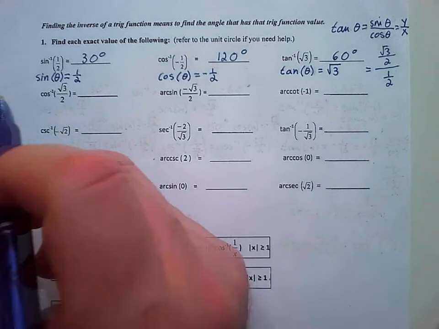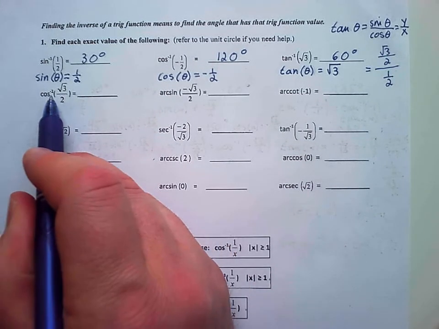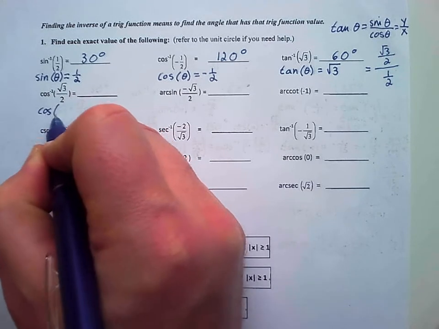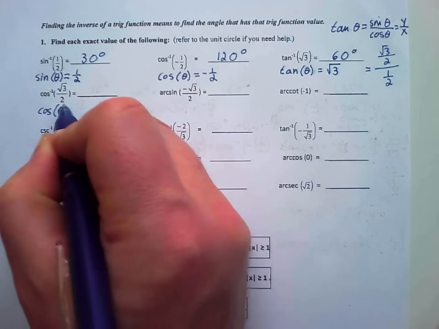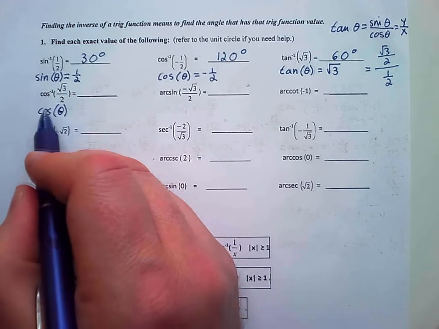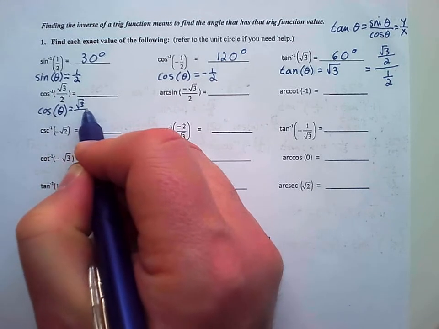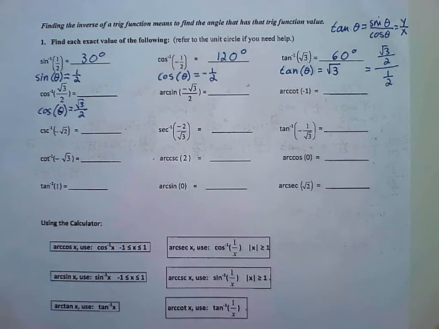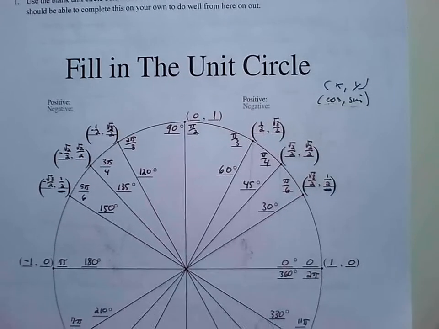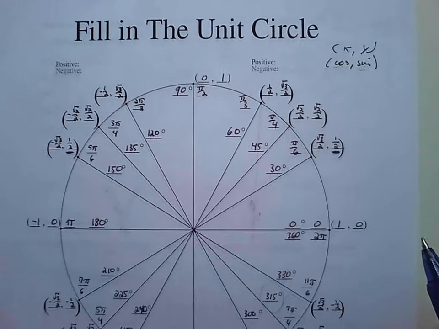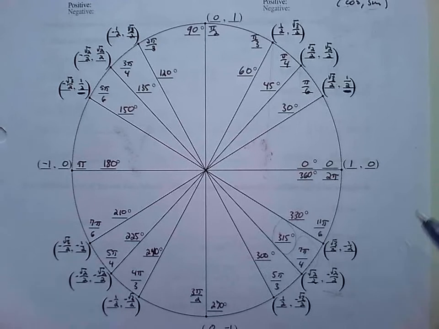Alright, so let's take a look at this one. The cosine inverse of the square root of 3 divided by 2, again, if we look at just the cosine, not the inverse cosine, but just the cosine of theta, we want this to be equal to the square root of 3 divided by 2. If we look at what angle we want to use for that, the cosine is our x value. So we're looking at our x value being equal to the square root of 3 divided by 2.